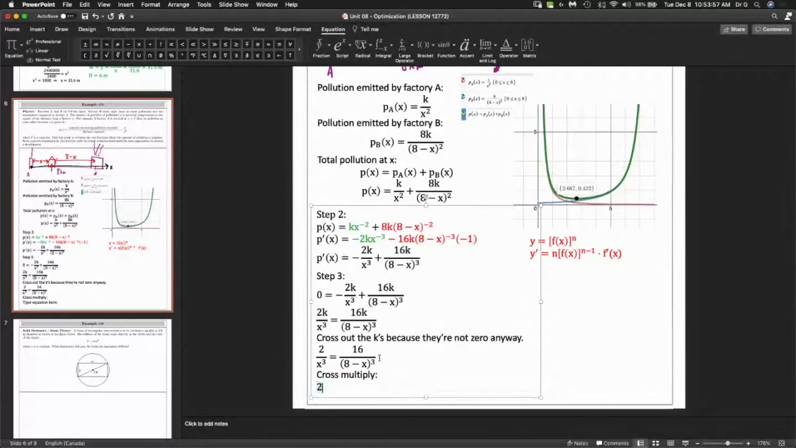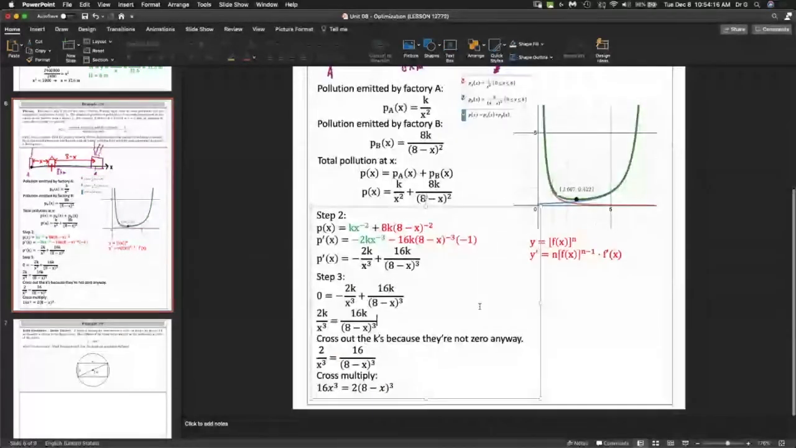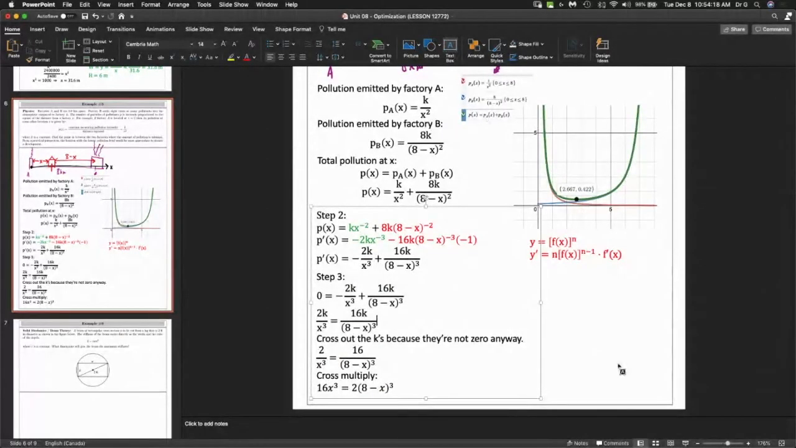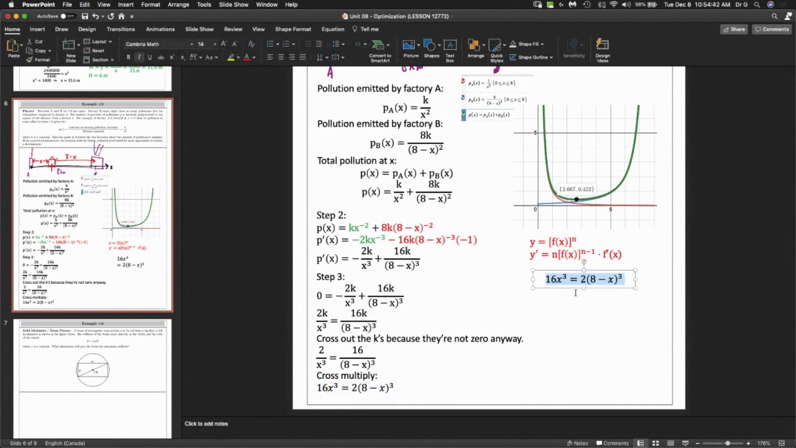So we have 16x cubed equals 2 bracket 8 minus x. I'll continue the solution over here. You can divide the 16 and the 2 by 2. So if you do that, you get 8x cubed.